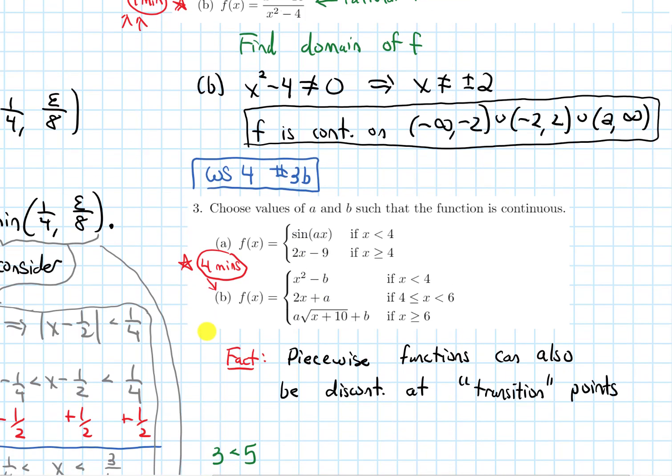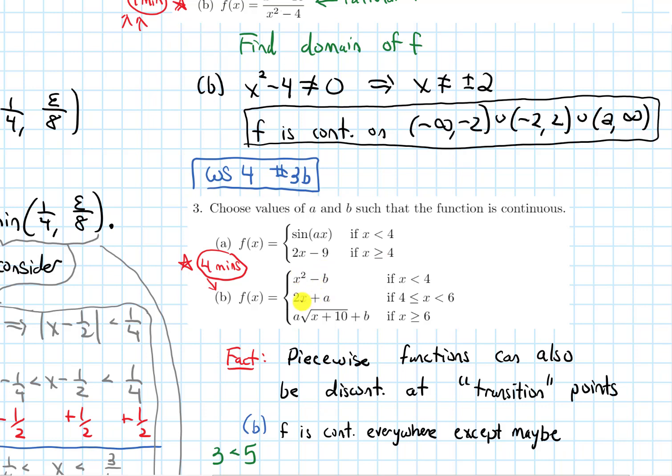The only issue is that when I jump or transition from one piece to another piece, this is the key fact: piecewise functions can also be discontinuous at those transition points where you shift from one piece to another piece. So I'll get us started with an idea for b, and then I'll give you a chance to try it. Our function f is going to be continuous everywhere, because each of the pieces is continuous everywhere on their domain, except maybe if there's anything not in the domain of those functions.